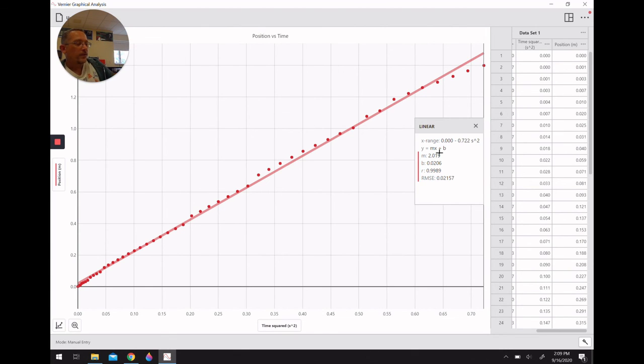And that's about it there. So pretty neat stuff. Hopefully that gets us a step closer to understanding the relationships between acceleration and time and position and velocity.